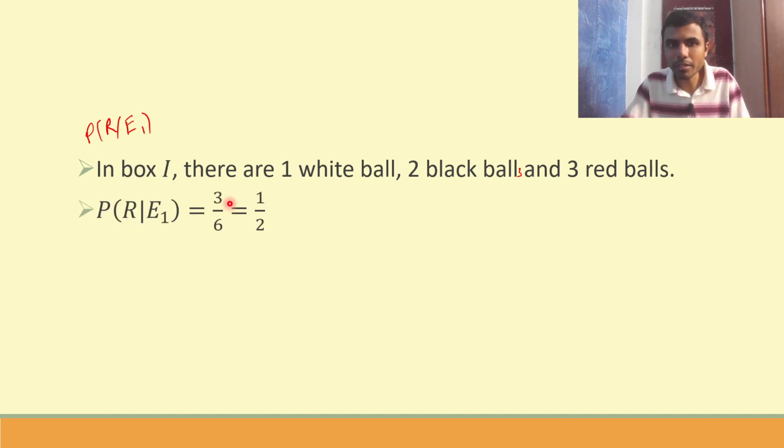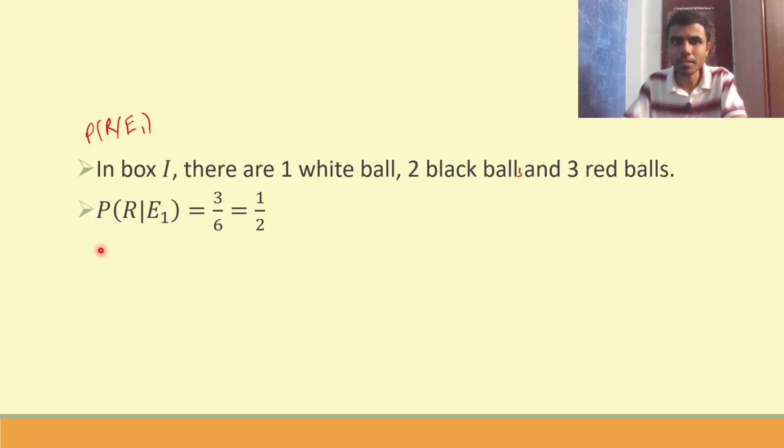So P of R by E1 is, there are 6 balls totally, 1 plus 2 plus 3. There are 3 red balls. Probability of getting a red ball is 3 by 6, 1 by 2. Now what does this denote? This denotes that first E1 has occurred, happening of R after happening of E1. That is when I'll get box 1. Now once I get box 1, that's when I can take out the red ball, right? You're getting the logic. I hope it's being conveyed. If you don't understand, it's fine. A simple way is 3 by 1 plus 2 plus 3. You can just go through it.